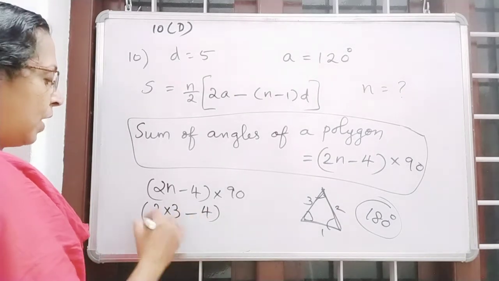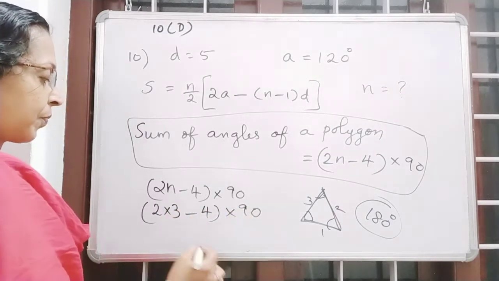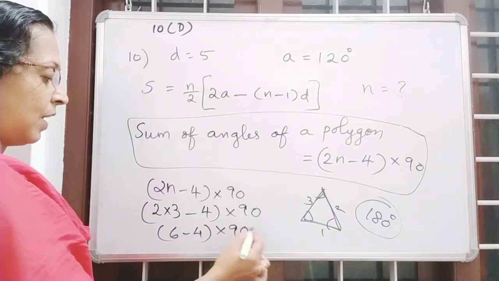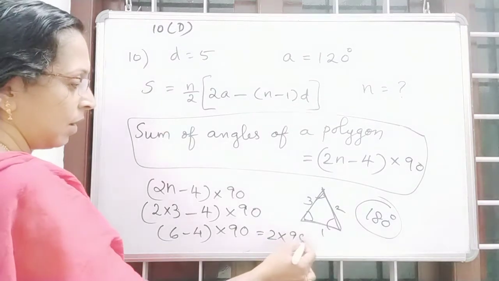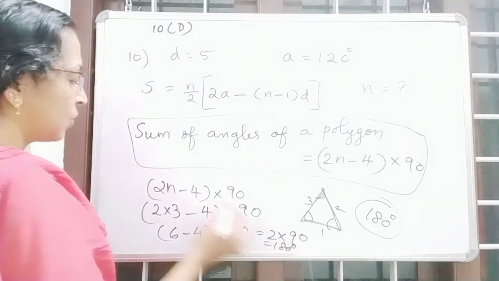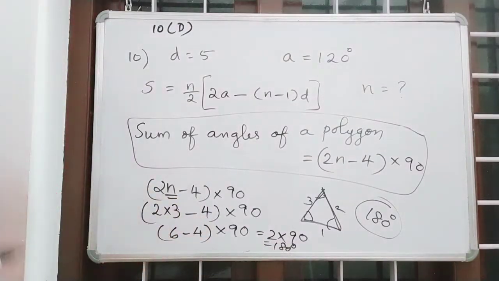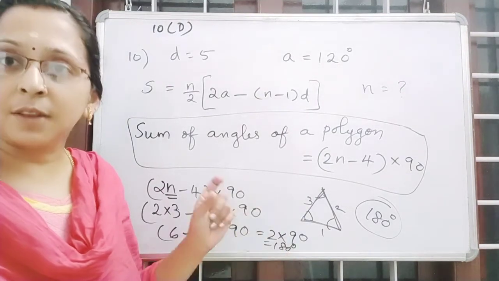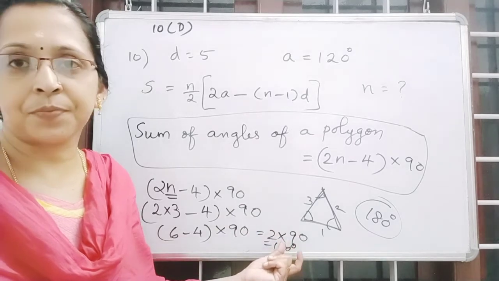2n minus 4 into 90. So 3 into 2, 6 minus 4 into 90. So that is what? 2 into 90 is equal to 180 degrees. So if the number of sides is 3, the sum of angles of that 3-sided figure will be 180 degrees.